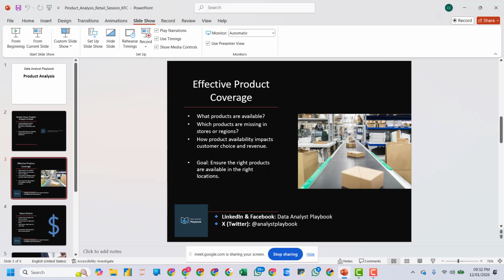So there are other products, they call them value drivers. There are other products that are called volume drivers. We'll look into some of them as we go forward, but let's talk a little bit more about the effective product coverage. Now, when we find out that certain products are not being completely effective in an area, what do we do?